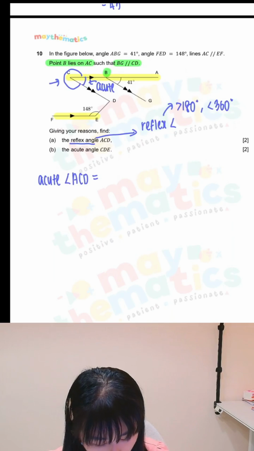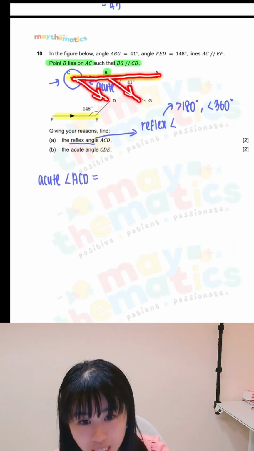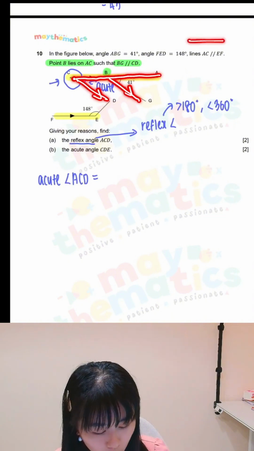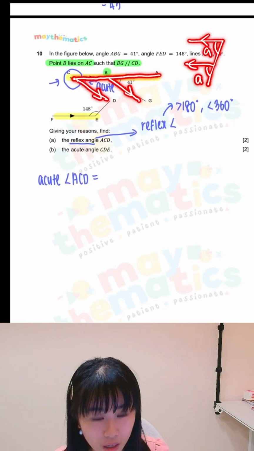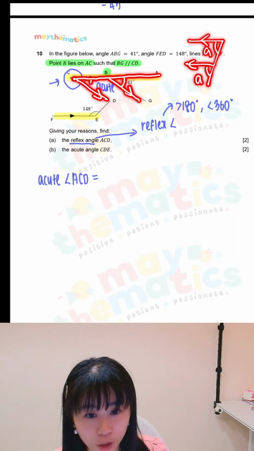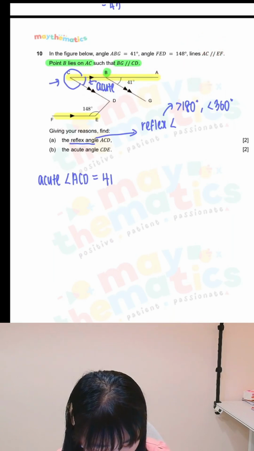Okay, how do we find it? Because you got this parallel line, you got this parallel line. Can you see the F shape? Remember I told you all the F shape. The angles will be the same, right? So if this is 41, this will be 41. But what is the property? Who can tell me? F shape, what is the property?